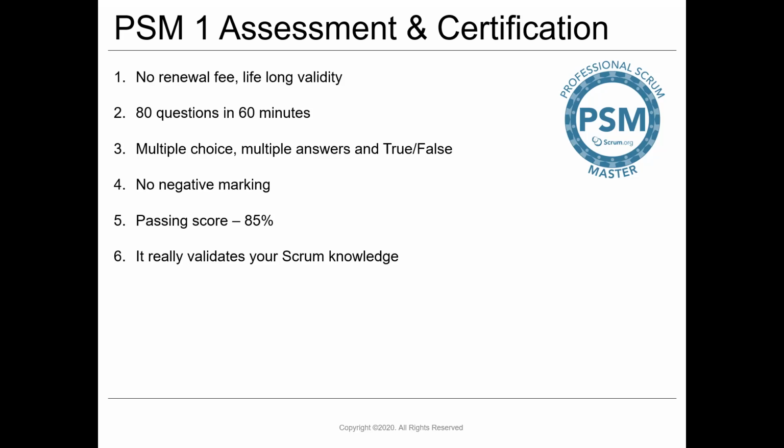The passing score is 85%, which means out of 80 questions, you have to get at least 68 correct. You have a buffer of 12. It really validates your Scrum knowledge. This is not an exam where you attend a 2-day training and go for the assessment thinking, oh, I will get it. No, you actually should be aware of what Scrum is. You have to read about Scrum. And I always say the only authentic source for reading about Scrum is the Scrum Guide. There are open assessments available on scrum.org, and those are a good source. They give you a good idea of what kind of questions you can get in your actual assessment.